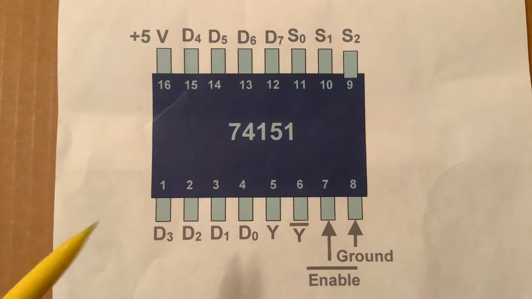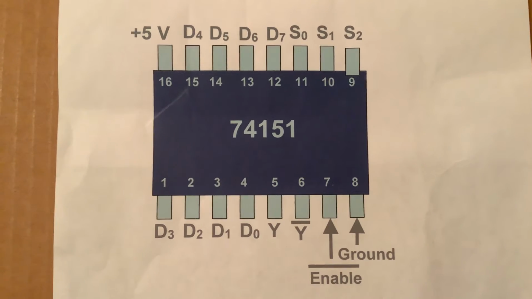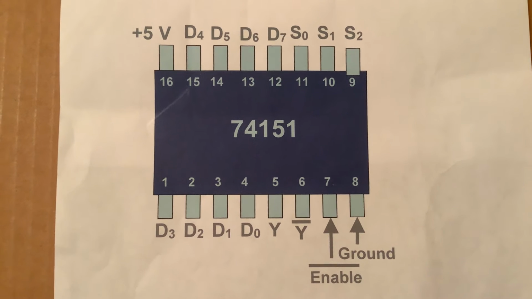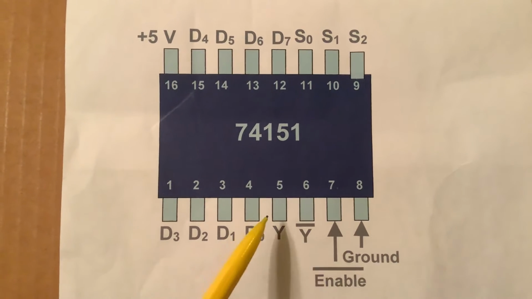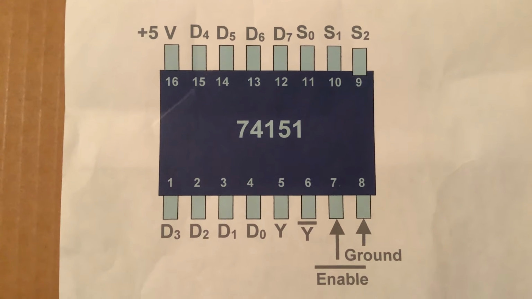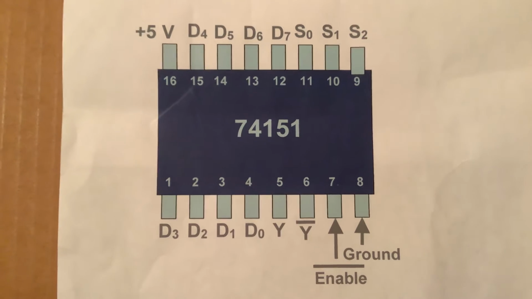The enable is connected to 0. If the enable is not connected to 0, then what will happen is the output Y will either be a 0 or it will be a value that is not intelligible.